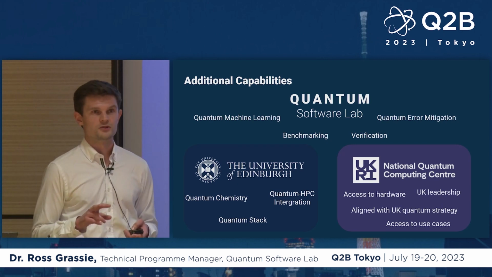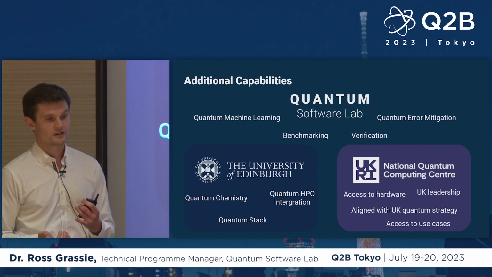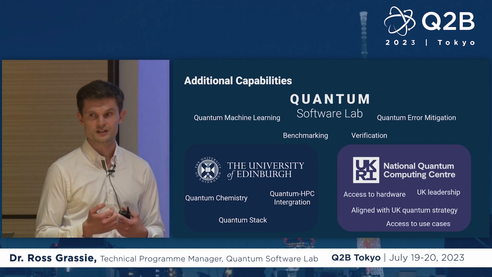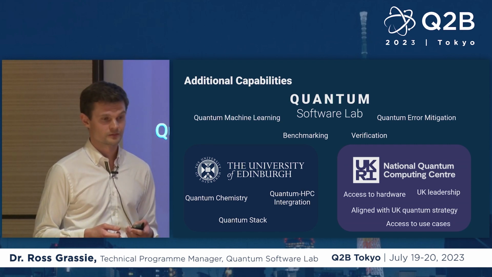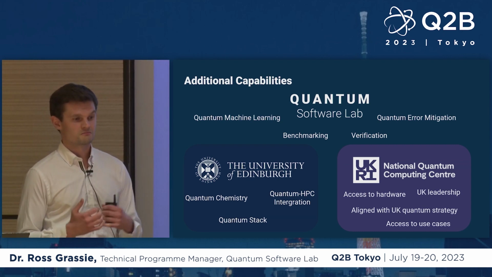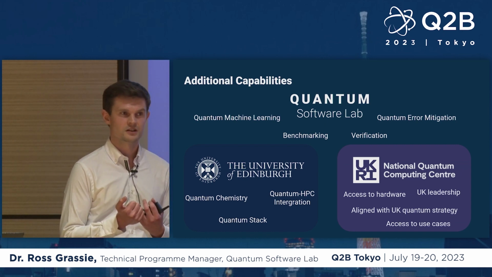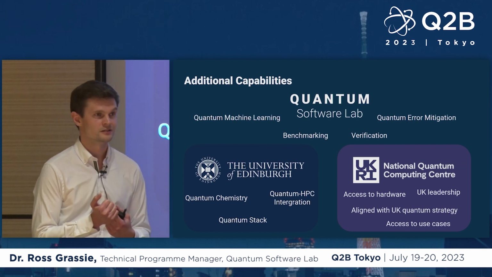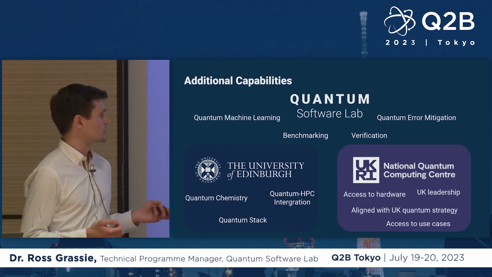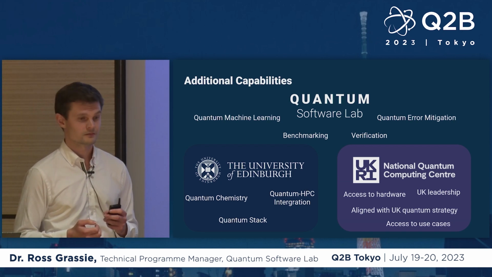So these were just two examples of some of the projects that we're running at the Quantum Software Lab. We have teams working in quantum machine learning, benchmarking, verification, quantum error mitigation, and simulation as well. At the University of Edinburgh, we're not only talking to ourselves, we're talking to the School of Computer Science, the School of Physics, School of Chemistry, Engineering, and that's so that we're not just bringing the best quantum expertise, we're also knowing what the best classical state-of-the-art solutions are as well.